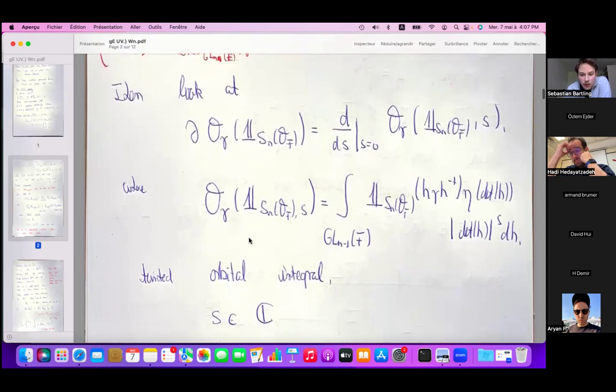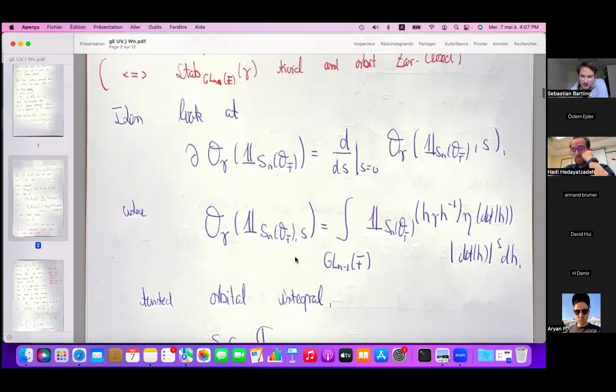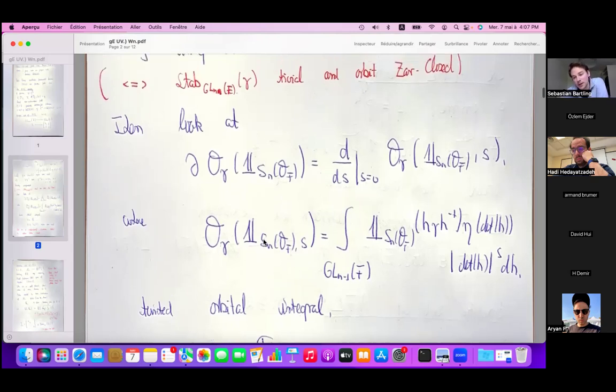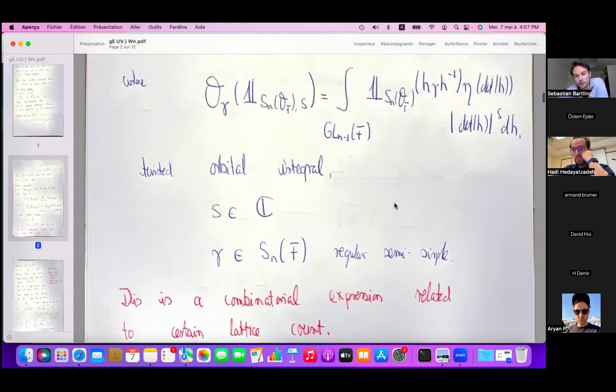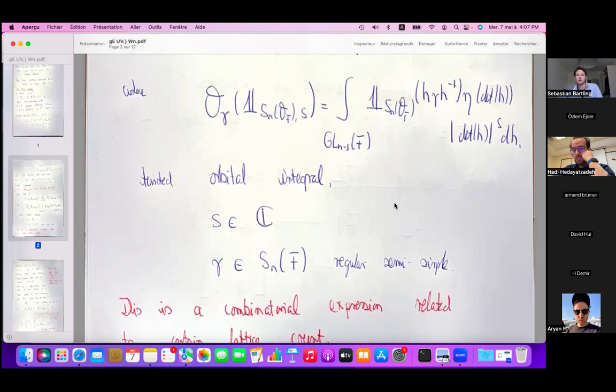Then I also want to introduce some dependence on a variable s, which is a complex number. So I take the absolute value of the determinant to the s. This is some integral, and the assumption of regular semi-simple buys you that it is actually converging. Now you can look at the derivative along s, and evaluate this derivative at 0. So that's one side of this arithmetic fundamental lemma.